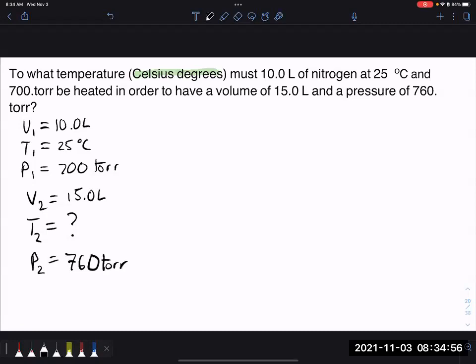760 torr. All right. Now, based on this, we could go back and look at all of the equations that we have, or we can just use the combined gas law. And we know it's going to be the combined gas law because we have volume, temperature, and pressure, initial and ending values. And we have a change in both volume and pressure. So now at this point, we can just plug these in. Oh, sorry. Before we plug these in, we need to change our temperature here to Kelvin. So just add 273.15.